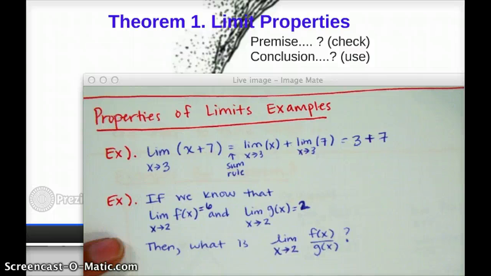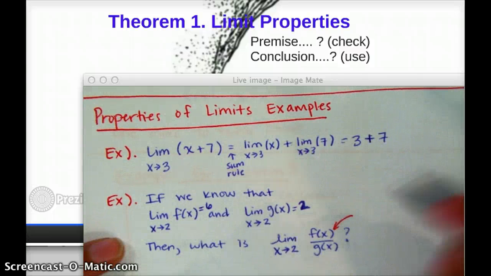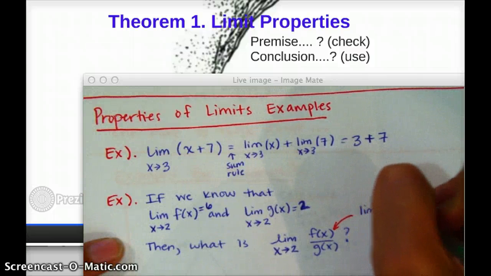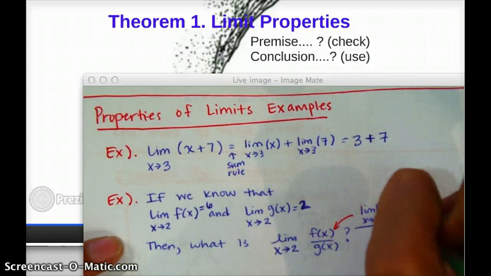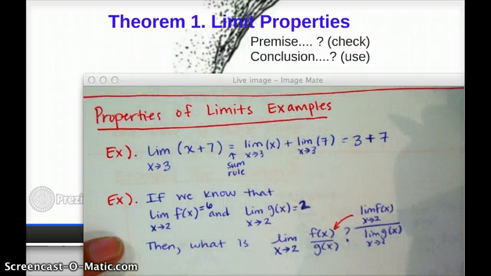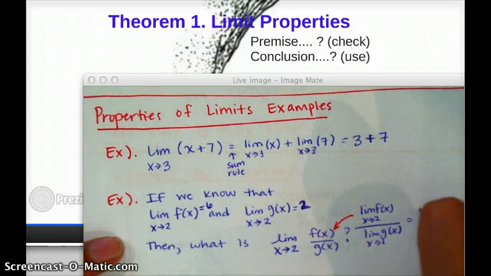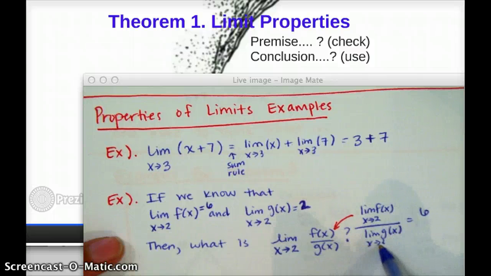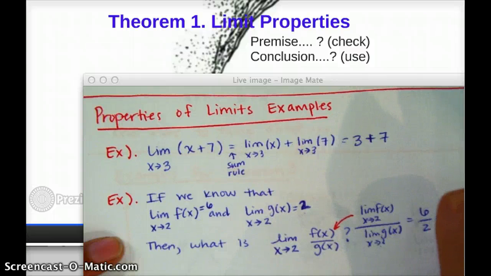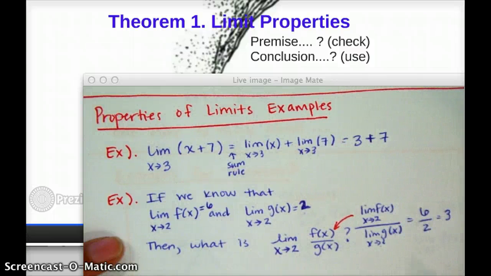Well, by the quotient rule, I know that this limit right here is the same thing as the limit of f of x as x approaches 2 divided by the limit of g of x as x approaches 2. And that's good news because the limit of f of x as x approaches 2 is 6. The problem told me it was 6. And the limit of g of x as x approaches 2 was 2. The problem told me that. Which means I don't know what g and f are, but I know that the limit of their quotients has to be 3.